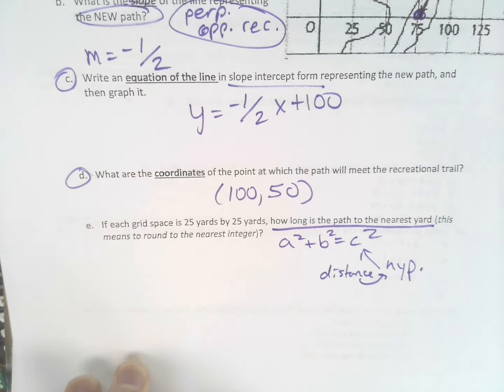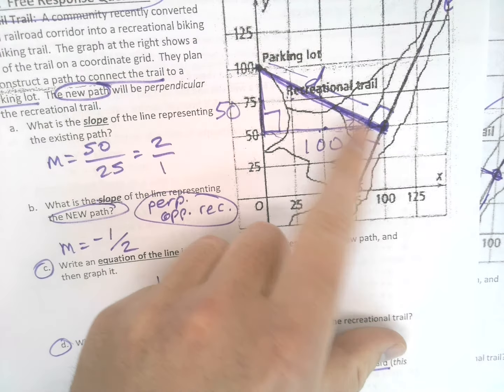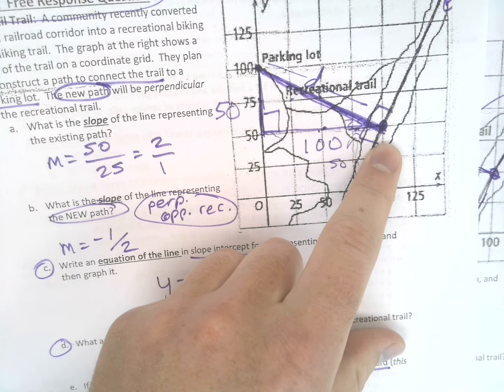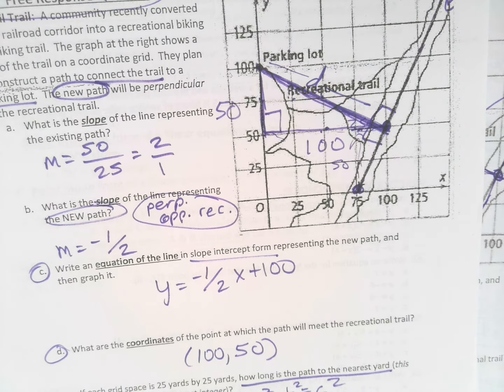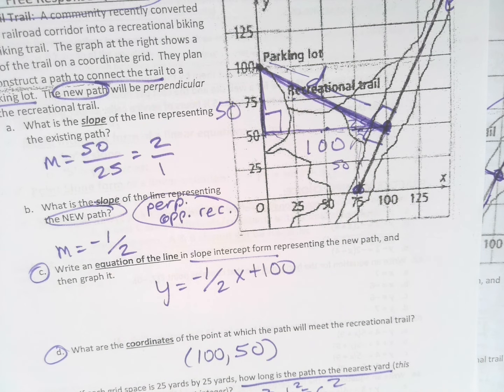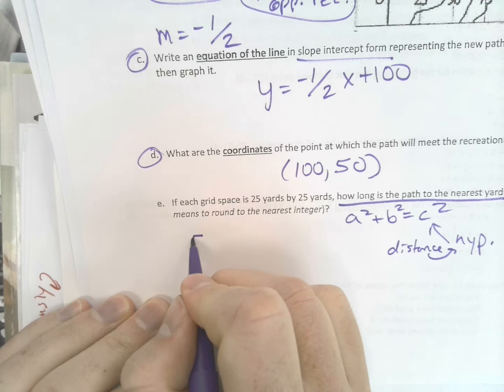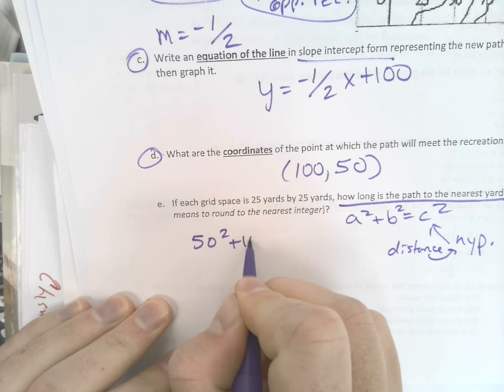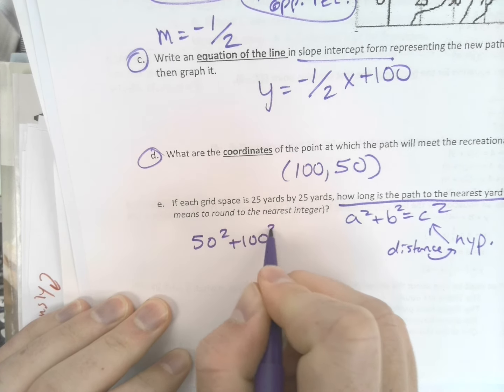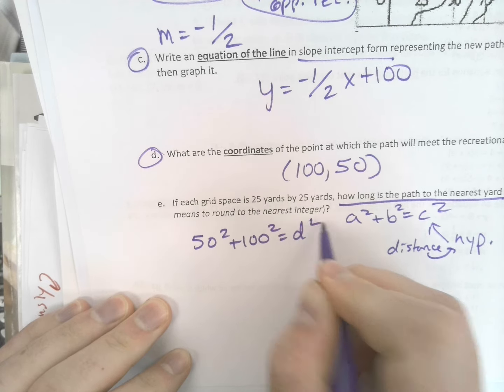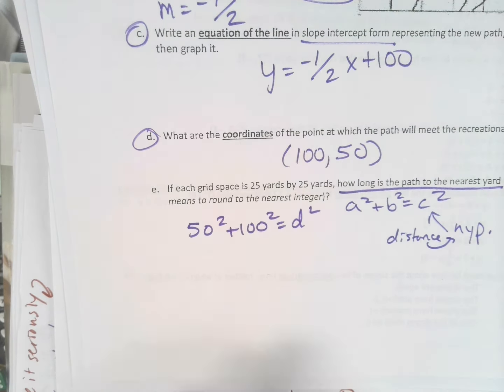Well, no, that's what we have to find, my man. Aren't we trying to find the distance between the parking lot and where it hits the nature trail? What they give us is they give us the parts, A and B. You're good. So we got 50 squared plus 100 squared equals our distance squared.